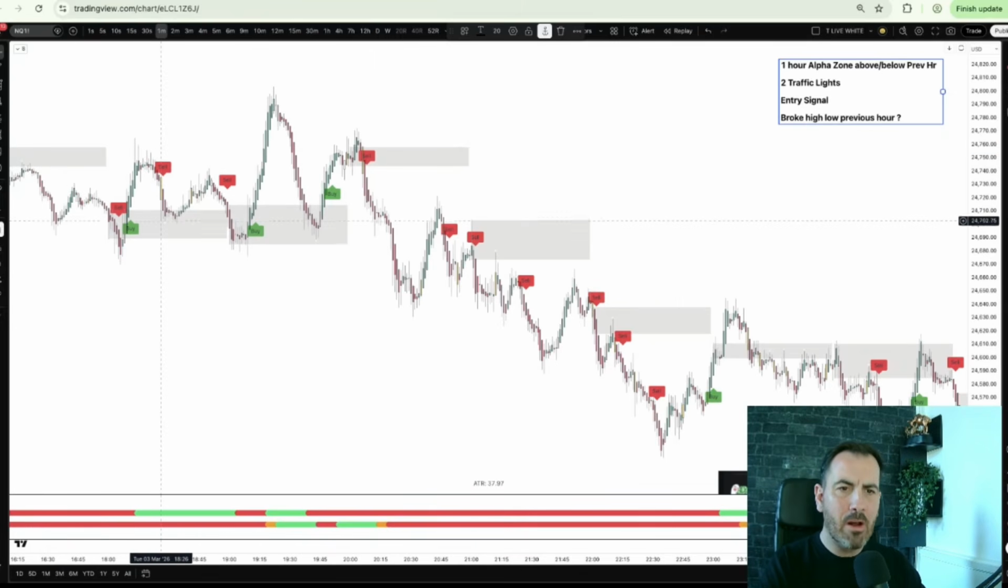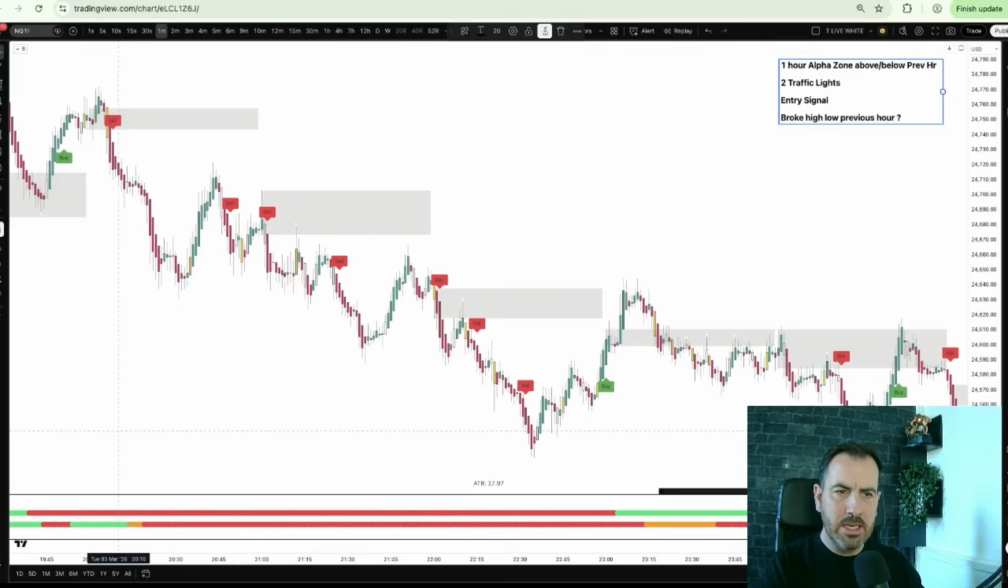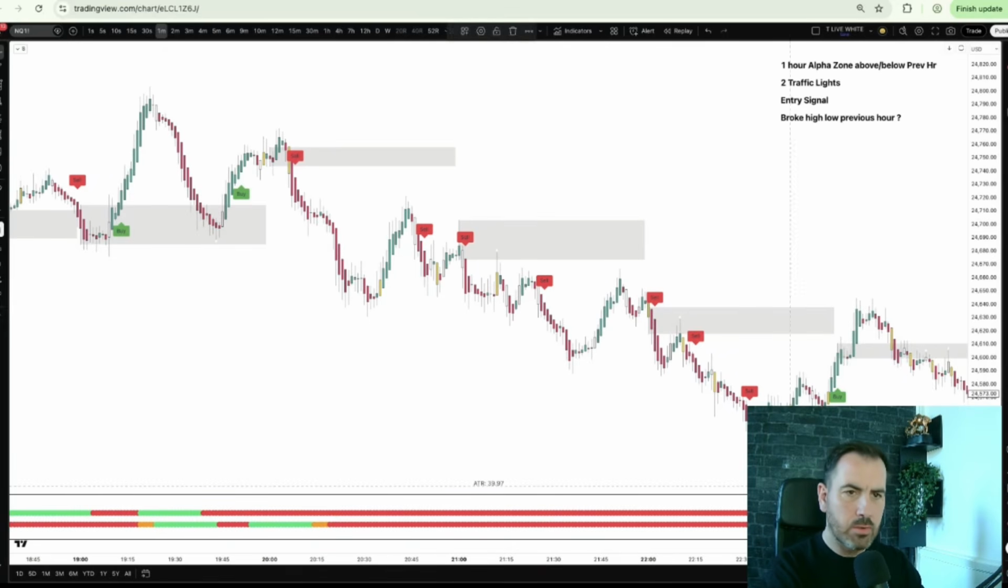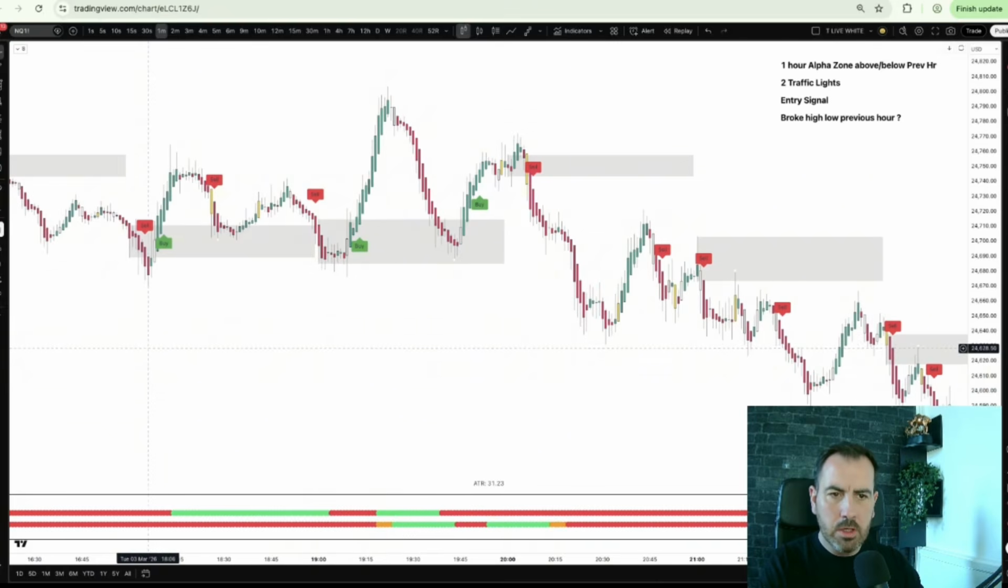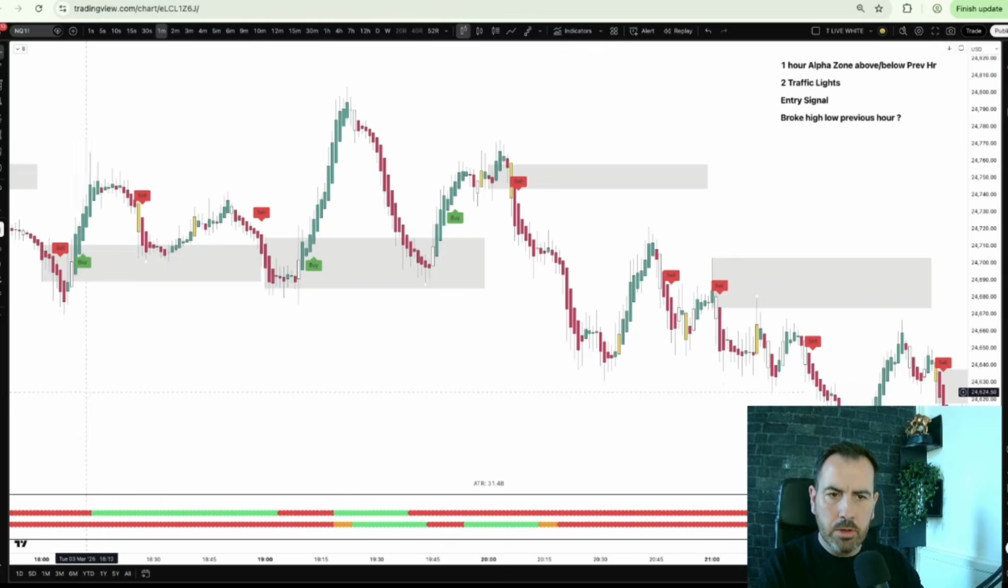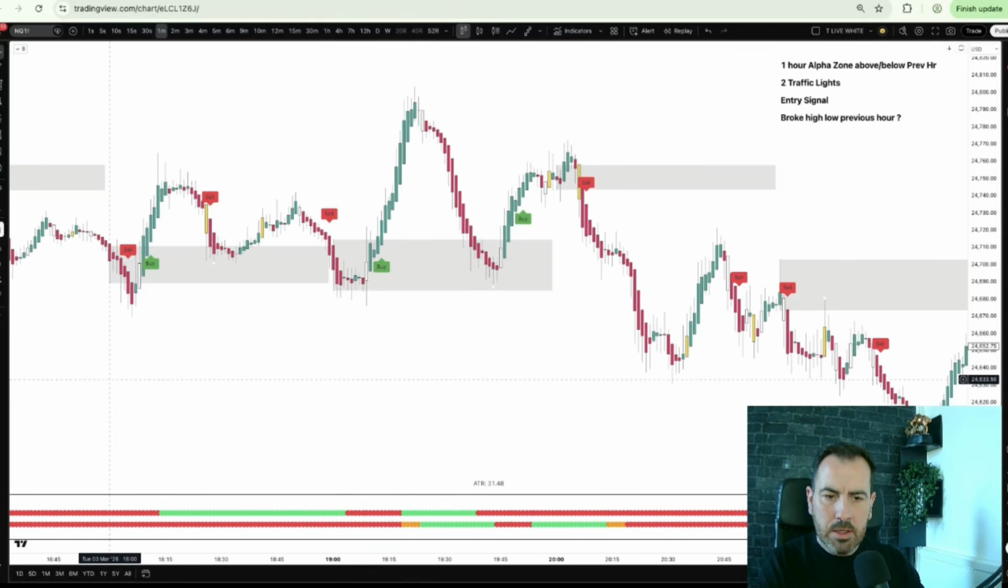So we want our 1 hour alpha zone to be above or below. We want two of our big money traffic lights to align. So if we just zoom right in, let's go to 6 o'clock. Let's look for the open. There we go. So 6 o'clock New York time. You see our traffic lights there are red. So two red traffic lights is what we're looking for as well to align with the signal. And then we're looking for an entry.